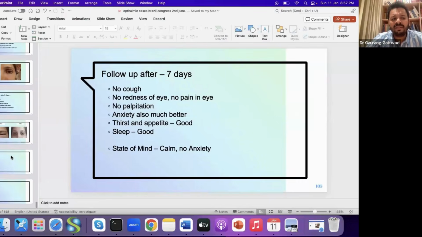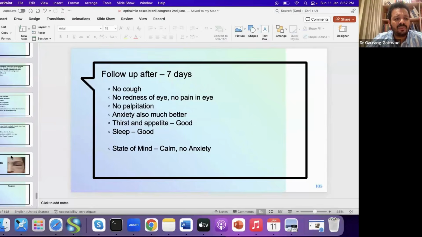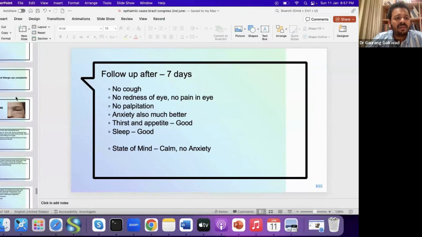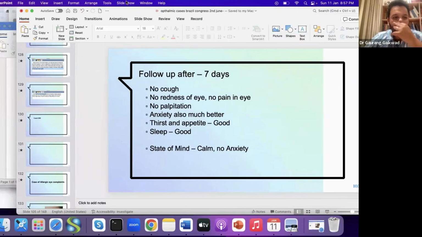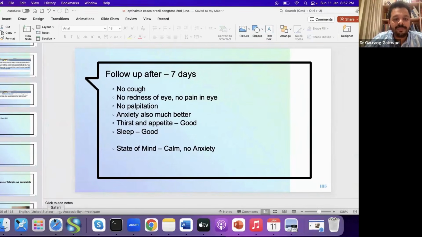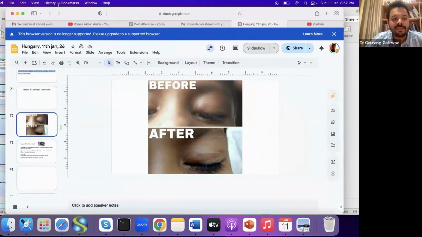So many more ophthalmic cases to talk to you about. But perhaps let's change the topic. Let's go to something else. There is so much, but a little less time. So we will see how it goes.